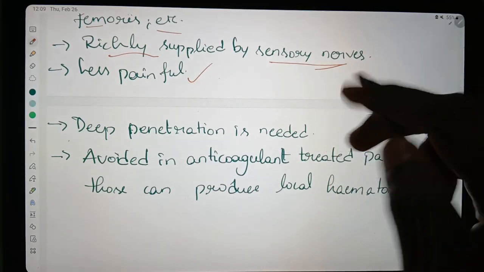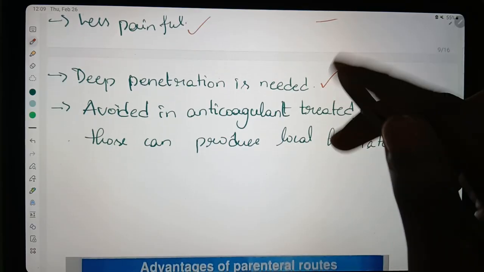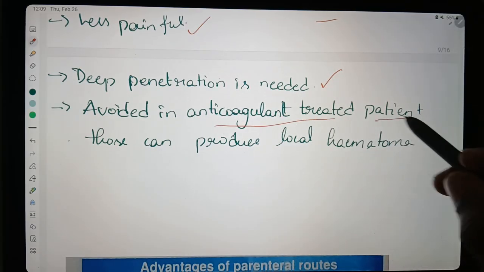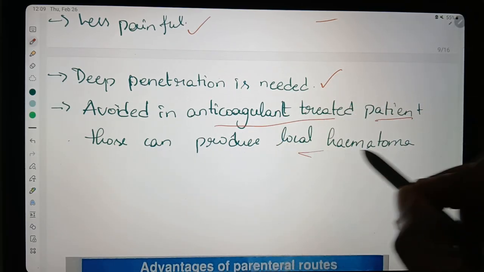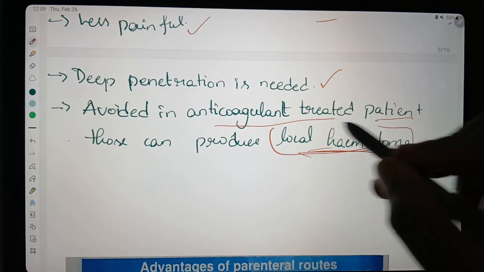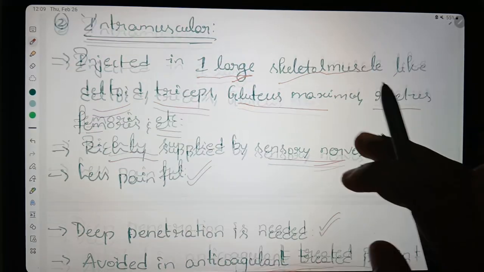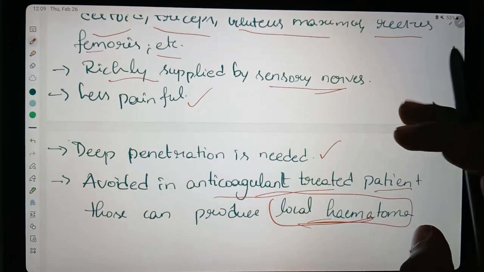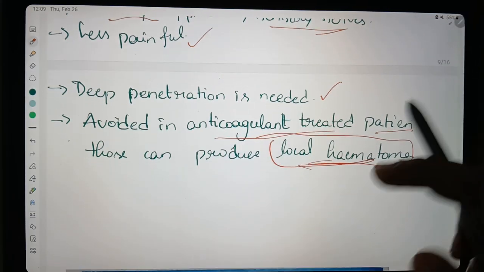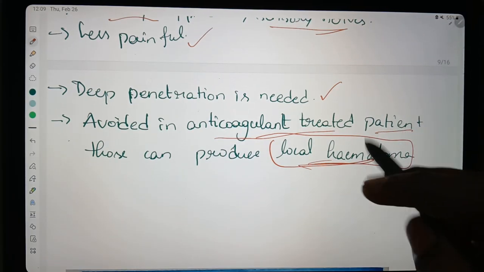Deep penetration is needed, and it should be avoided in patients treated with anticoagulants. An intramuscular injection given to an anticoagulated patient can produce a local hematoma.